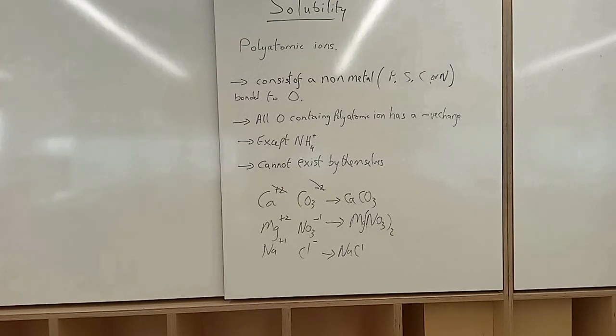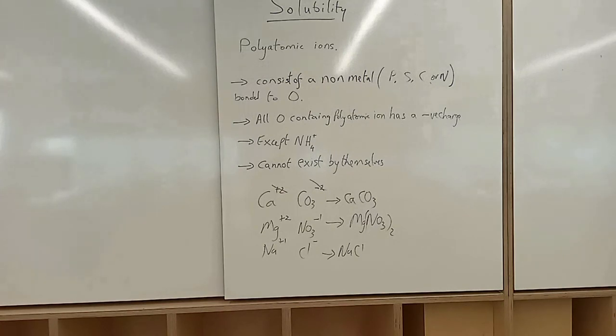Magnesium nitrate: magnesium has a +2 charge, nitrate has a -1 charge, and you combine them as Mg(NO3)2. Sodium chloride: Na has a +1 charge, chlorine has a -1 charge, and hence you get NaCl only. Calcium phosphate: calcium has a +2 charge, phosphate has a -3 charge, and so Ca3(PO4)2. This is a brief prelude to polyatomic ions.